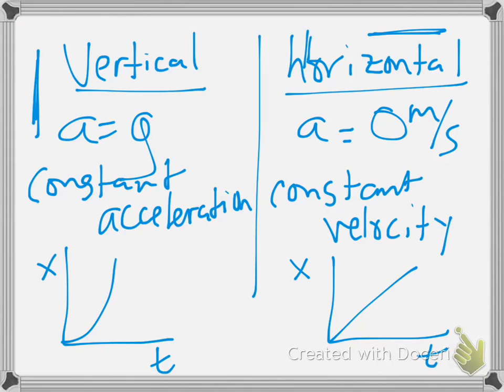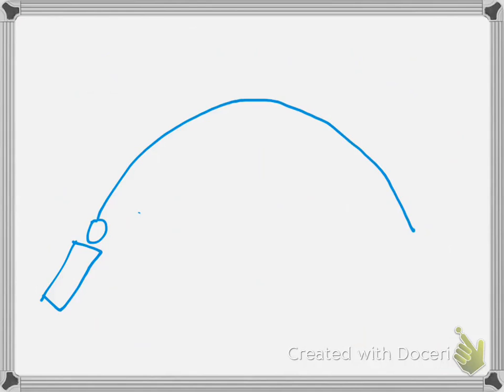So maybe we don't want to call that x anymore. Maybe we're going to call that y. We're dealing with both motions at the exact same time. So that means if we have this object, maybe a cannonball, that gets shot off and it lands at about the same height that it was shot, okay, then we have some questions.